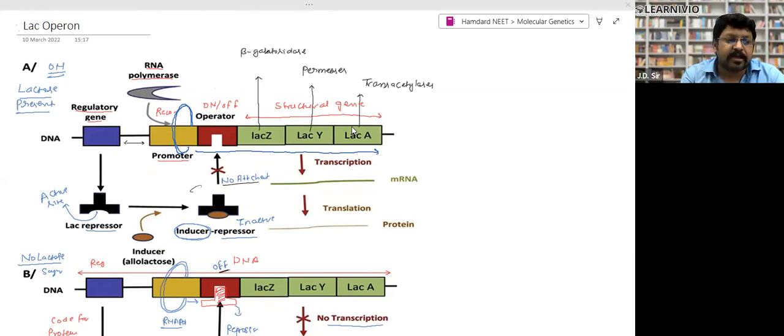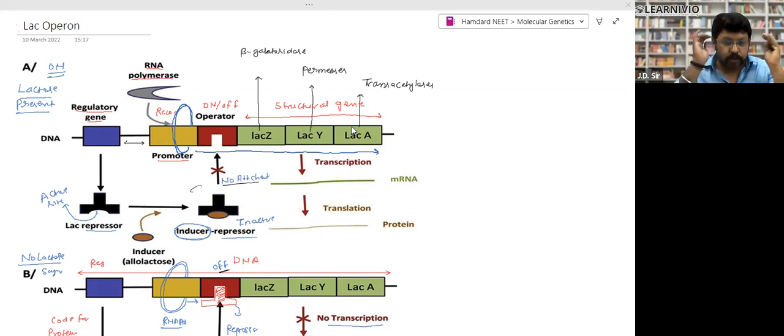You will find that in previous year older questions, it has even been asked who discovered the lac operon. But currently, you won't get these kinds of simple questions, except once in a blue moon. The question can be what lac Z produces, what lac Y codes for, what lac A codes for, or which gene is not part of the structural genes, right? That kind of question.